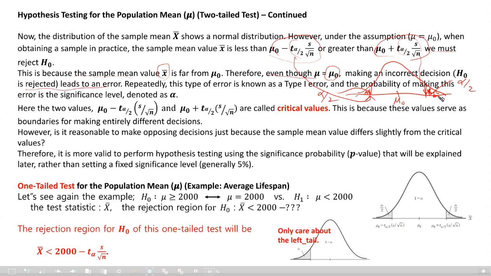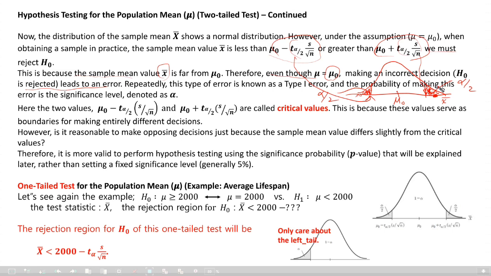Even though this sample mean X bar is from that population with mean mu 0, it is far from mu 0, so you reject H naught. You make what? Type 1 error. The probability of type 1 error here is alpha, the significance level. You understand that? It is a little delicate, a confusing concept here, but I'd like you to understand what I'm talking about.